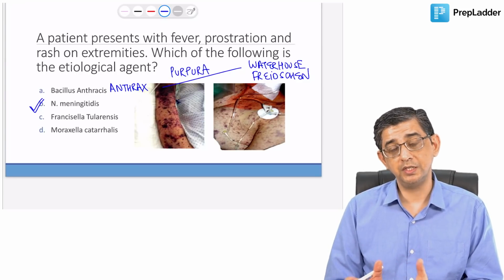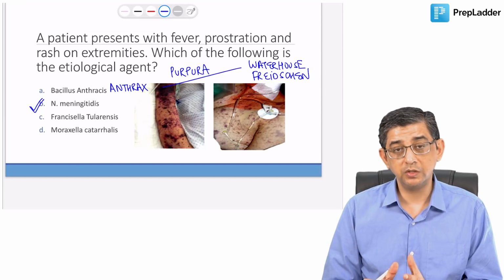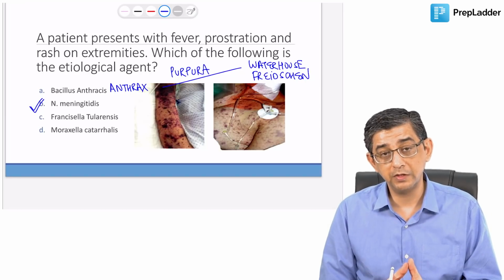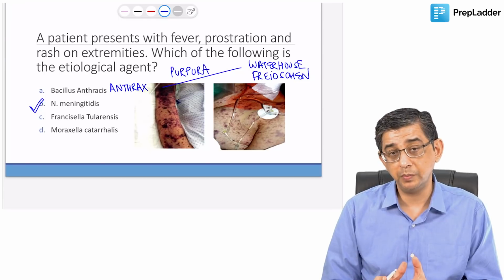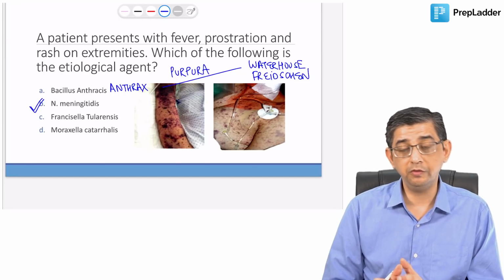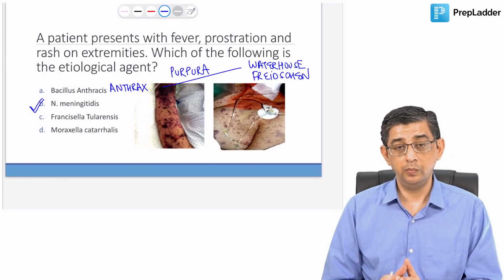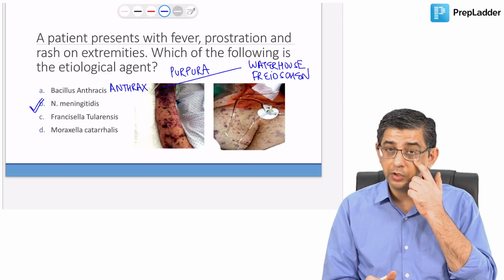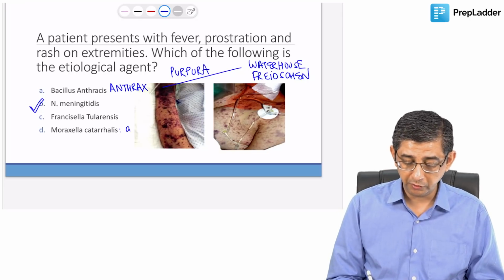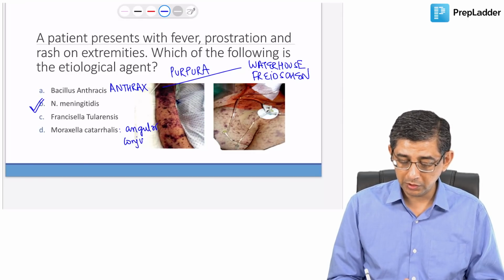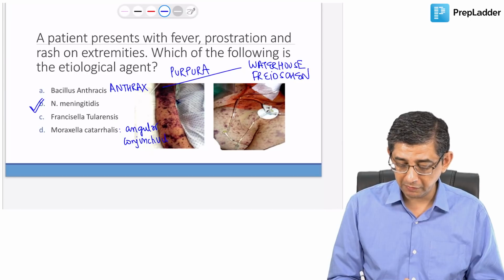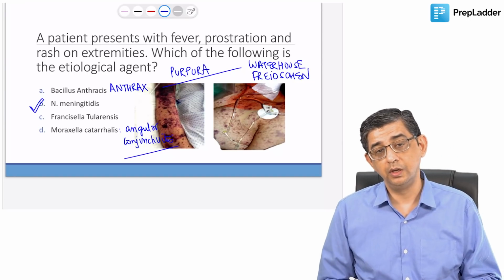Francisella tularensis, as I explained to you, is going to be ulceroglandular fever and was explained in the previous slide. There has been a question on tularemia in the previous year, so do read about it from microbiology also. Moraxella catarrhalis can contribute to development of angular conjunctivitis. You read about this organism, option number D, with respect to ophthalmology, when you're studying the topic of conjunctivitis.